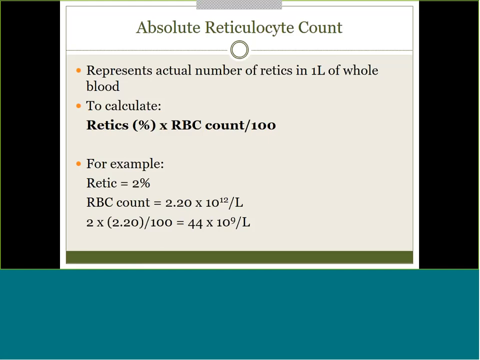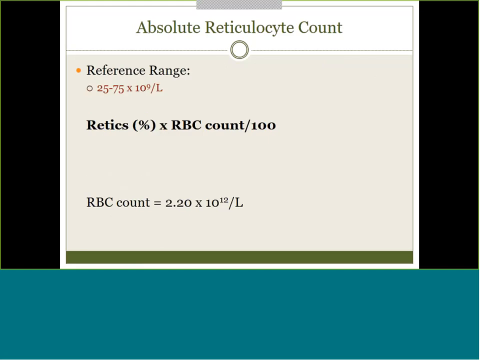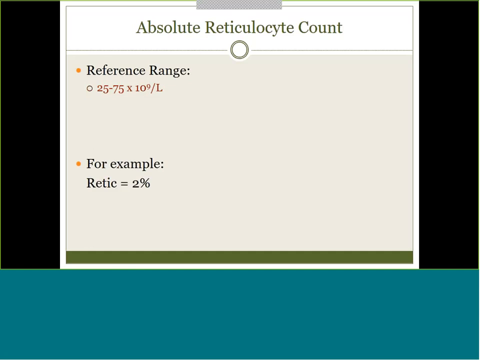Now, I said 44. You see what I did? I moved that decimal over 3 spots. You have to do that to get it into the units times 10 to the 9th, because otherwise it's still in the times 10 to the 12th units. So on your absolute count, always move your decimal over 3 spots to get it in the right units for the absolute reticulocyte count. If I move that over 3 spots, now I have my 44. The reference range is going to be 25 to 75, because that's in the times 10 to the 9th units. So 44 is nice and healthy, right within that normal reference range.